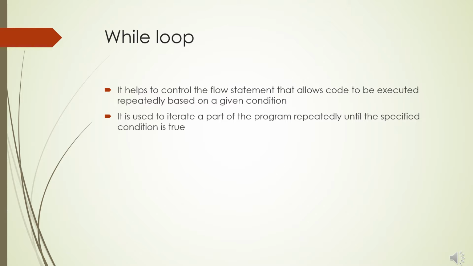The Java while loop is a control flow statement that allows code to be executed repeatedly based on a given condition. It is used to iterate a part of the program repeatedly until the specific Boolean condition is true. In simple words, a while loop is used to repeat a specific block of code an unknown number of times. In a while loop, the condition is evaluated first, and if it is true, then the statements inside the while loop will be executed. This happens repeatedly until the condition returns false.